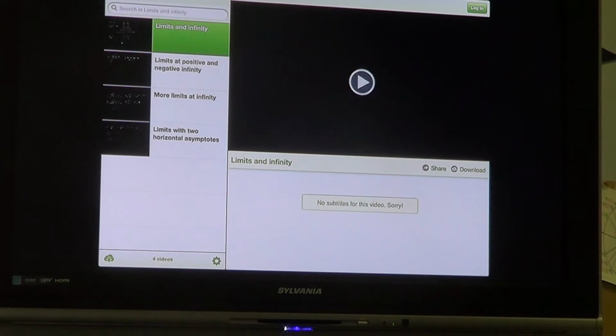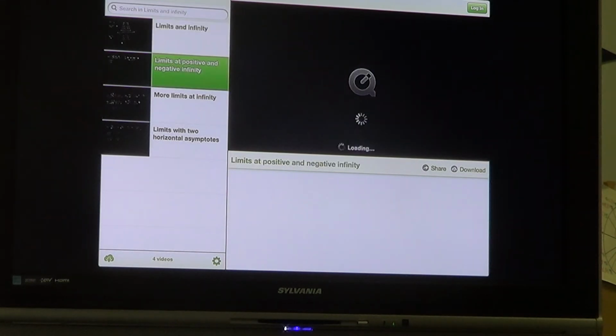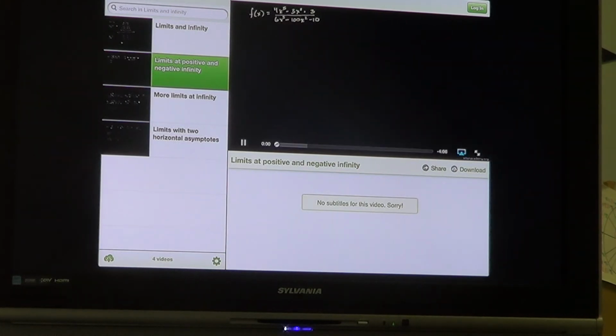Okay, so that was if your limit equals infinity, right? So this is talking about if you are asked to find the limit as x approaches infinity. So we have f of x equaling 4x to the 5th minus 3x squared plus 3, all of that over 6x to the 5th minus 100x squared minus 10. And what I want to think about is what is the limit of f of x as x approaches infinity.